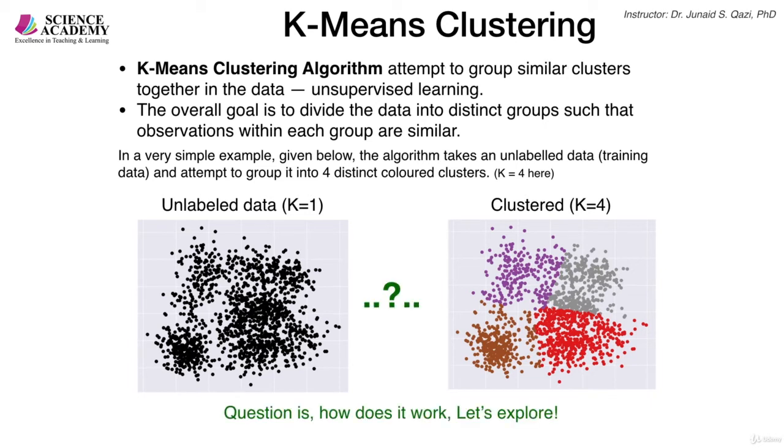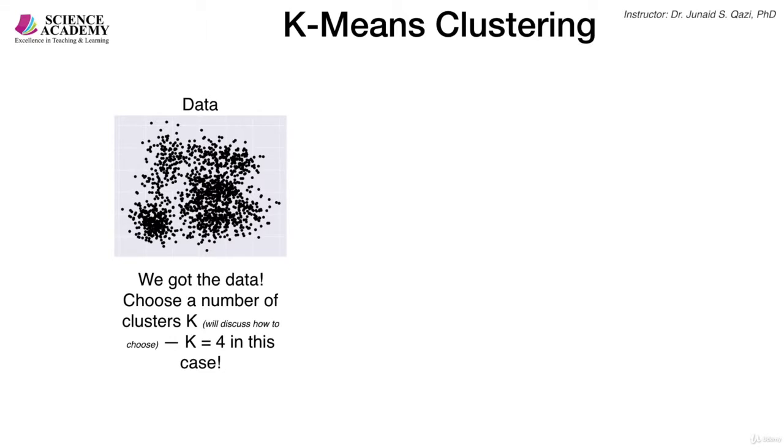So the question is, how does it work? How does the algorithm actually assign a data point to a distinct class? Let's explore. Consider we are given data and we decided to select k equal to 4 in this case.